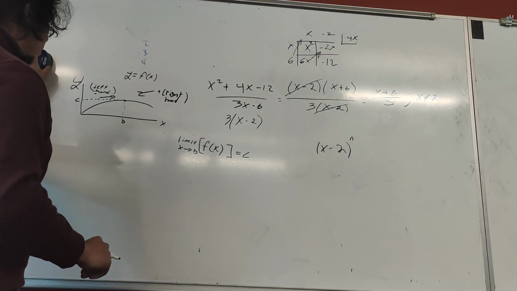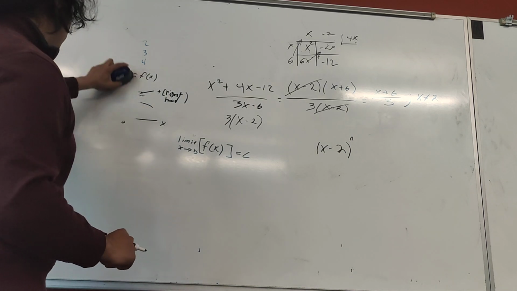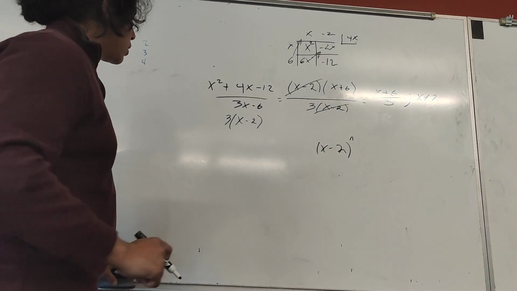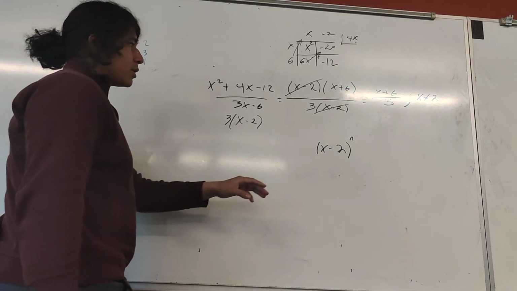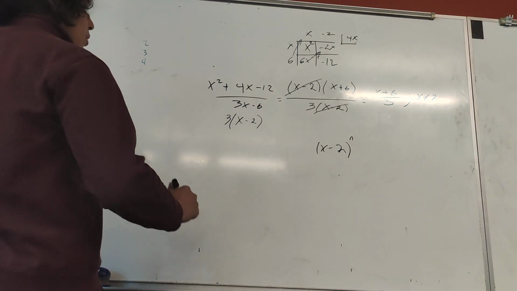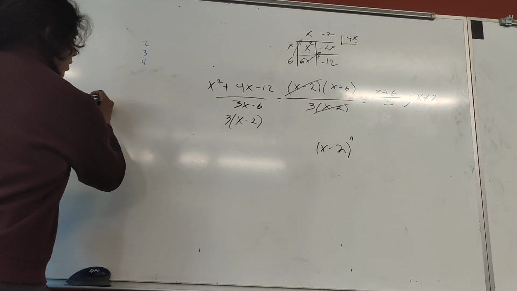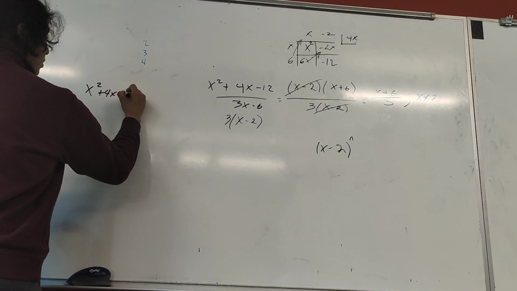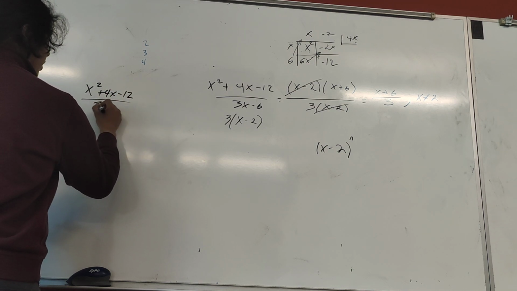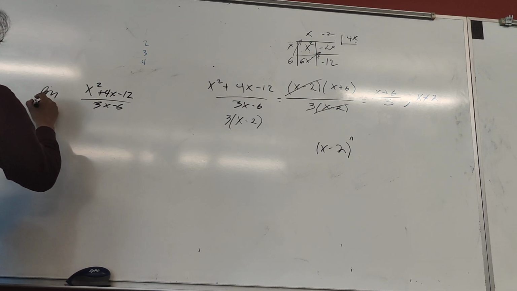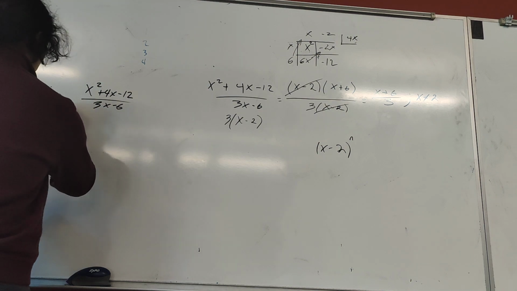But since I gave you the introduction of the limits, I'll show you something here. I'm going to use the limit. Since here we have x cannot equal 2, I'm going to make that our limit. So I'm going to rewrite it: x squared plus 4x minus 12 over 3x minus 6, as the limit of x is approaching 2.